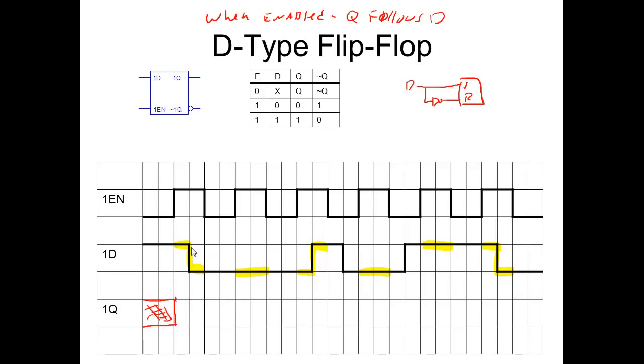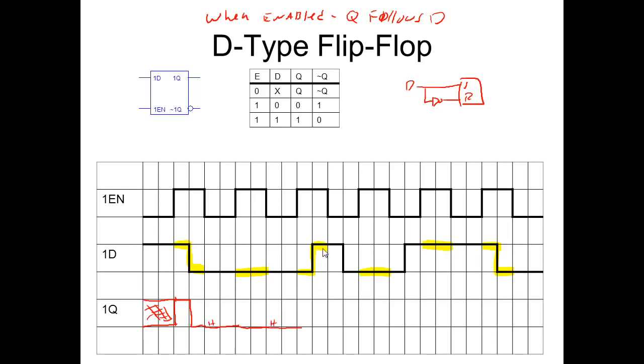So now we're enabled. Remember, Q follows D. So if D is high and goes low, guess what Q is going to do? It's going to be high and go low. Then we're going to hold because we're disabled. And we're going to follow D. It's going to hold because it's disabled.